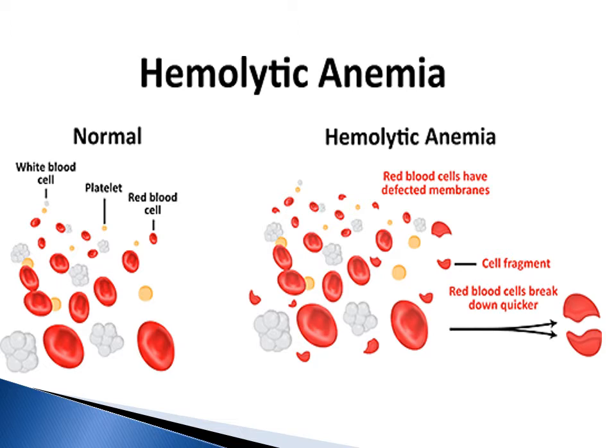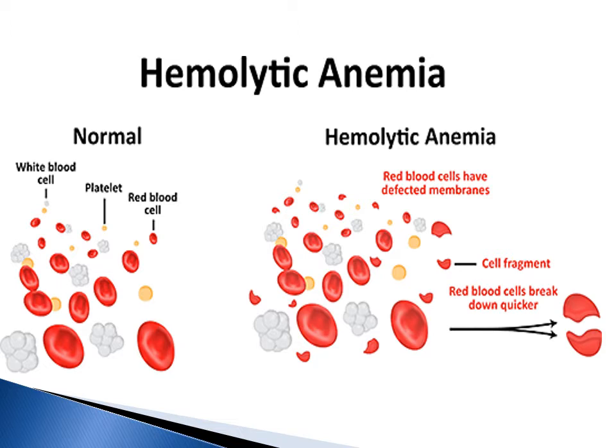So in this, what happens is the red blood cells, when you look at the membranes of them, are defective. They are not formed appropriately. The cells are of different morphology and they are fragmented. Fragments means what? It's in pieces. So what happens? The red blood cells break very quickly. So that kind of condition is called hemolytic.